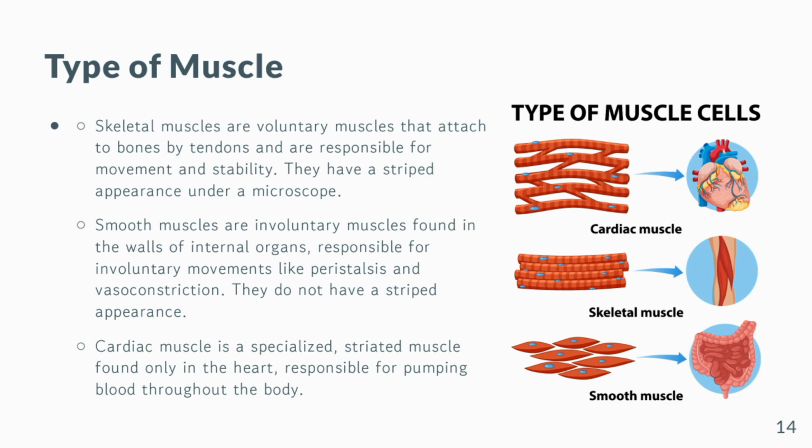Cardiac muscle. Cardiac muscle is a specialized type of muscle found only in the heart. It is involuntary, like smooth muscle, but it has a striated appearance like skeletal muscle. Cardiac muscle is responsible for the contraction of the heart, which pumps blood throughout the body.